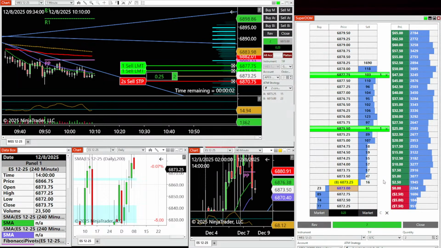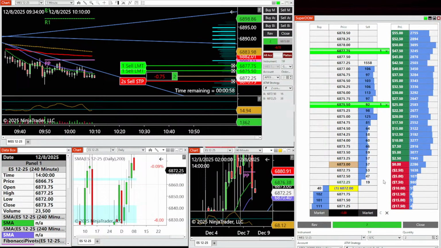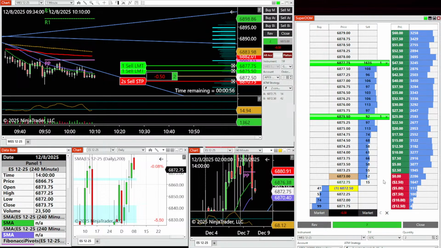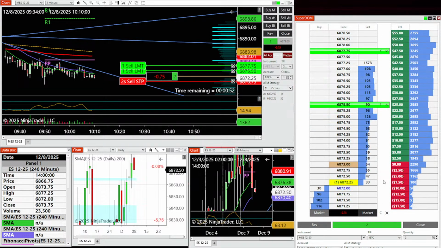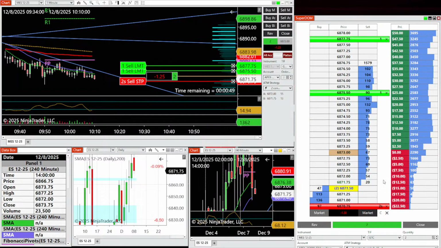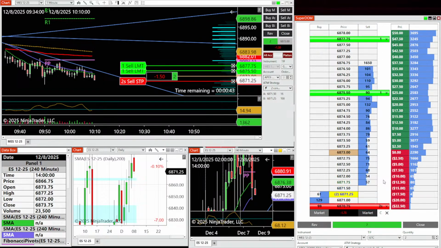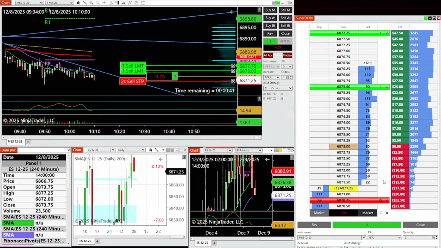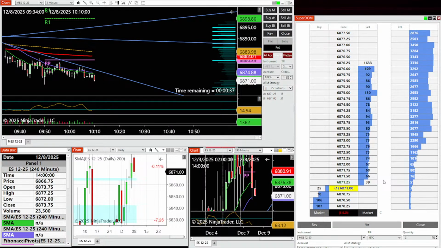I don't like it shaking around here like this, because it looks like it may go lower. I get a little nervous when it goes shaking. And there we go. It's going to the downside. That 74 held, was rejected off the 74.